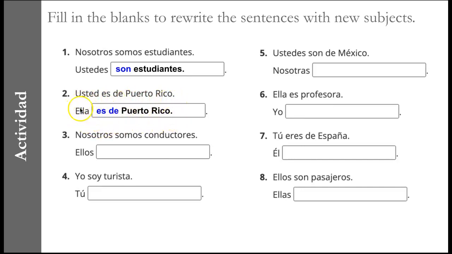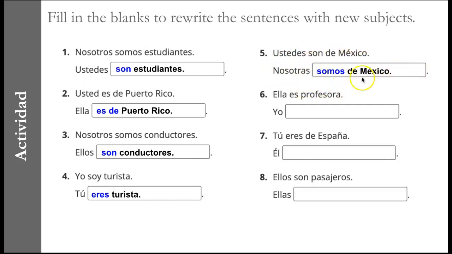Usted es de Puerto Rico. Ella es de Puerto Rico. You are from Puerto Rico. She is from Puerto Rico. Nosotros somos conductores. We are drivers. Ellos son conductores. They are drivers. Yo soy turista. I am a tourist. Tú eres turista. You are a tourist. Ustedes son de México. You all are from Mexico. Nosotras somos de México. We are from Mexico.